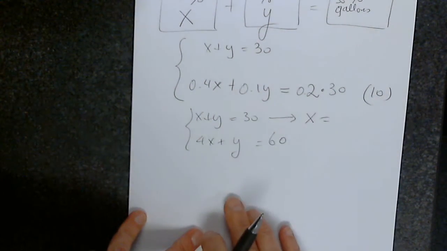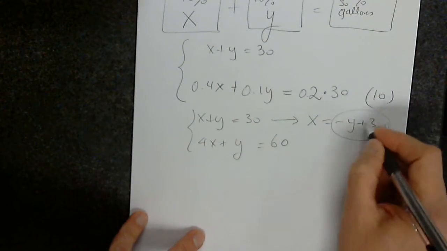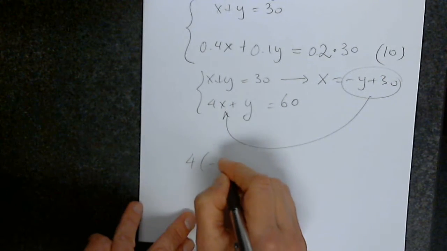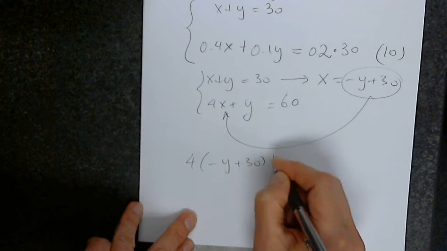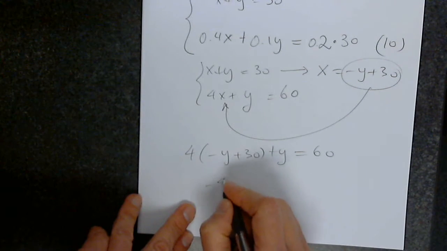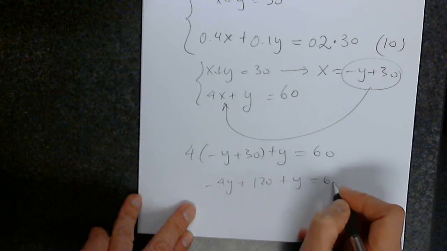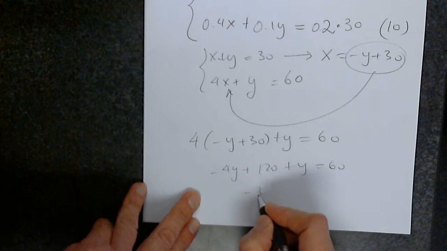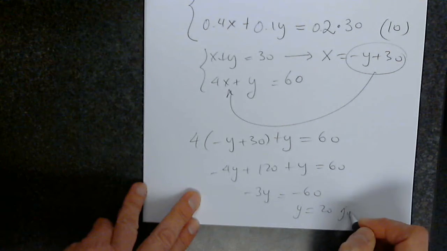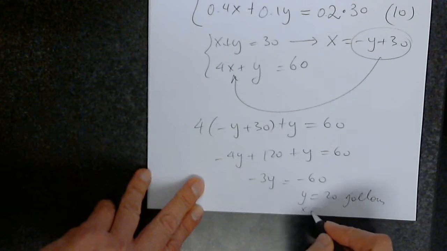Let's say we solve for x. So this is negative y plus 30. And we replace x in the second equation: 4 times negative y plus 30, plus y equals 60. We distribute. Negative 4y plus 120 plus y equals 60. Combine like terms. Negative 3y equals negative 60. Y equals 20 gallons. If y is 20, then x must be 10.